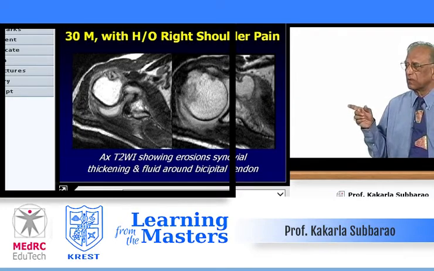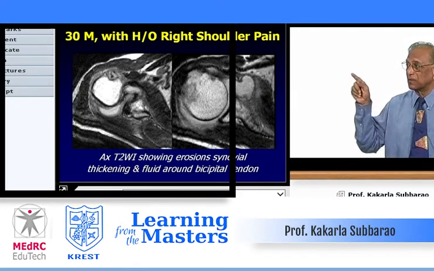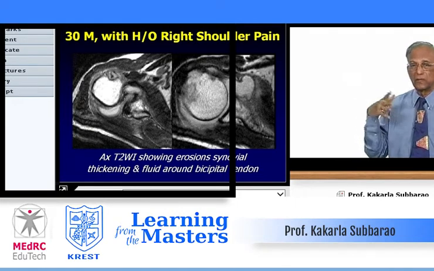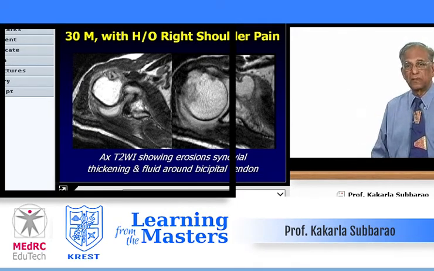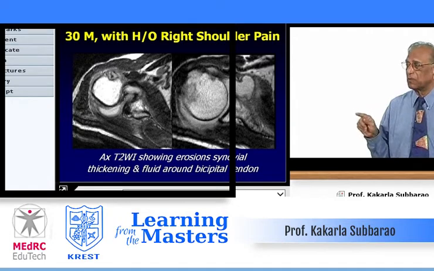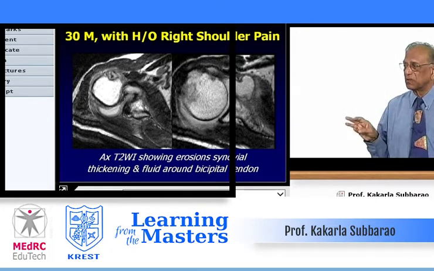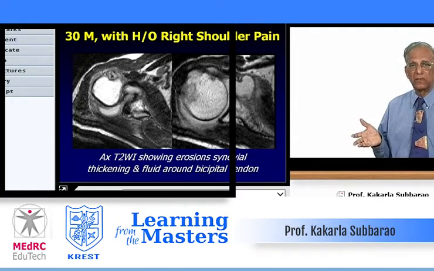T2 weighted image showing erosions, synovial thickening. Look at that extension of the synovial thickening, which in plain films you couldn't really see. And fluid around the bicipital tendon also. Look at that fluid. So erosions, synovial thickening, and effusion. Differential diagnosis, again, it may be rheumatoid arthritis because of the osteopenia shown in the plain films.